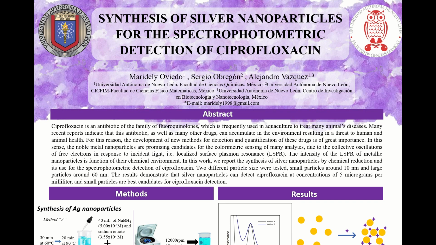In this work, we report the synthesis of silver nanoparticles by chemical reduction and its use for the spectrophotometric detection of ciprofloxacin. Two different particle sizes were tested: small particles around 10 nanometers and large particles around 60 nanometers. The results demonstrate that silver nanoparticles can detect ciprofloxacin at a concentration of 5 micrograms per milliliter, and the small particles are the best candidates for ciprofloxacin detection.